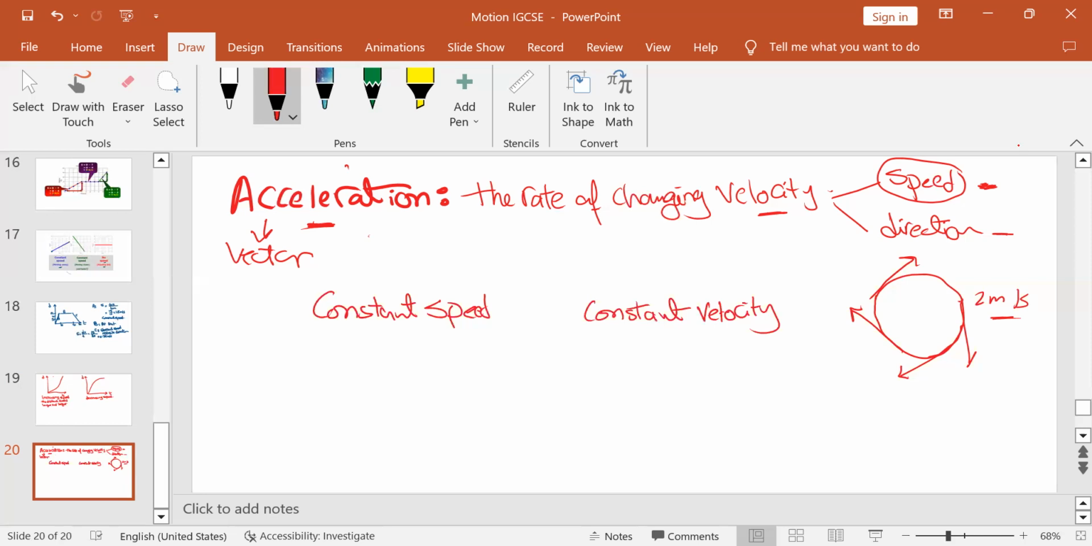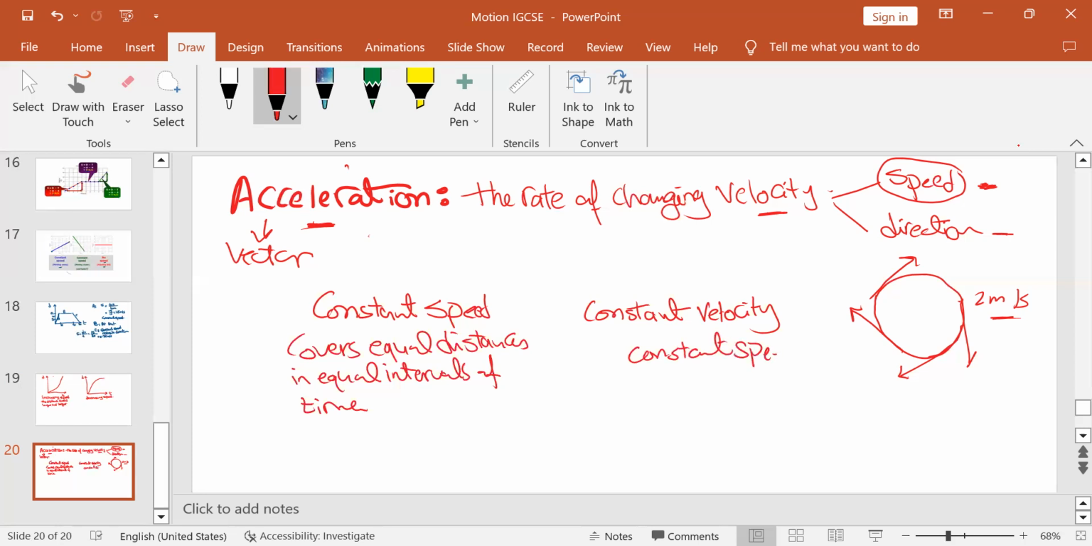Constant speed means the body covers, as you said, equal distances in equal intervals of time. Okay? Constant velocity means covering equal distance in equal intervals of time, meaning constant speed, in the same direction. You see?